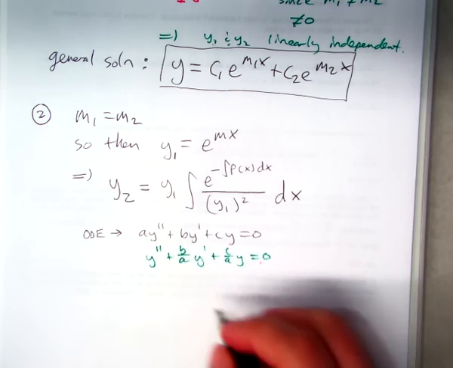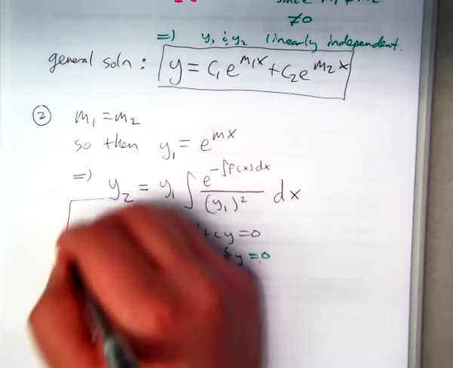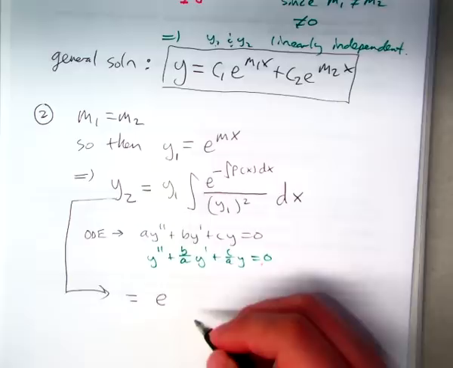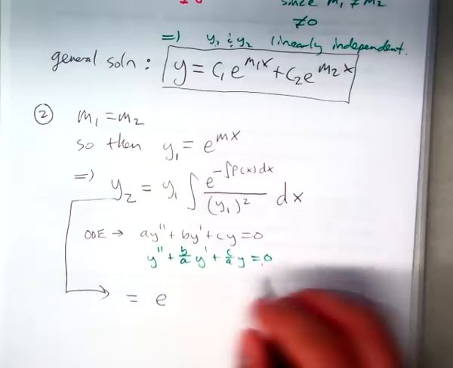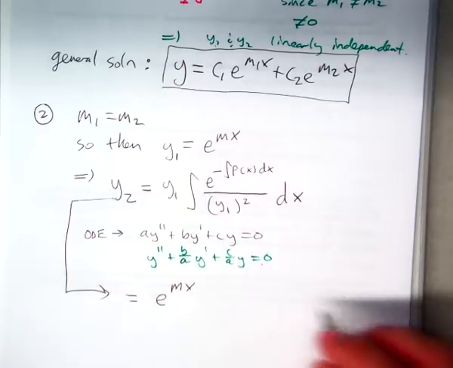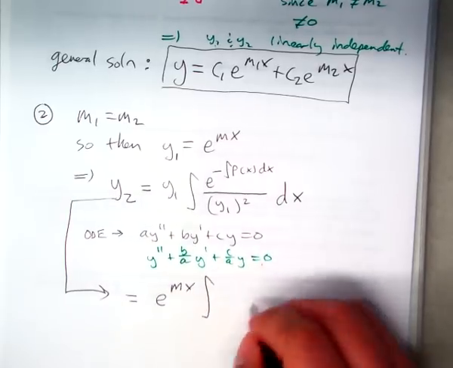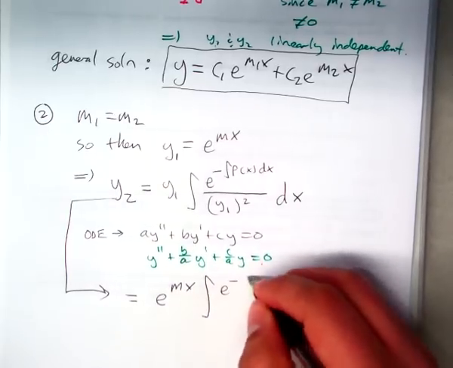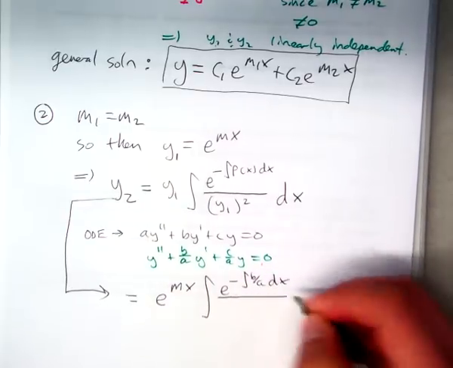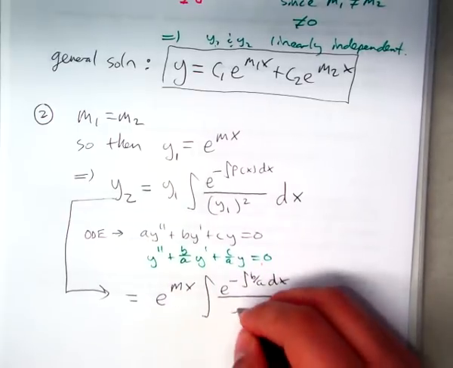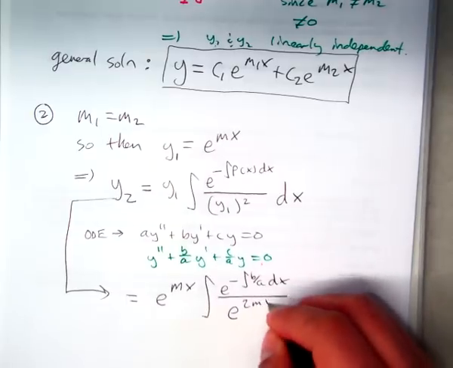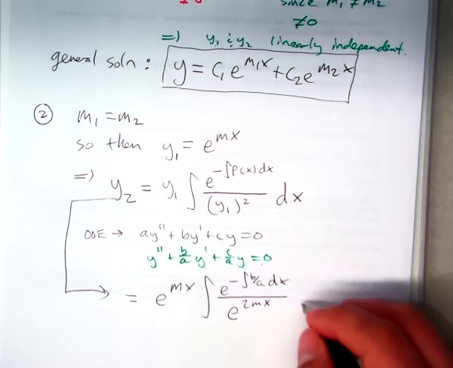So then y2 will be e to the mx times the integral of e to the minus integral of b over a dx over y1 squared, so we're just going to double the exponent, so 2mx, dx.